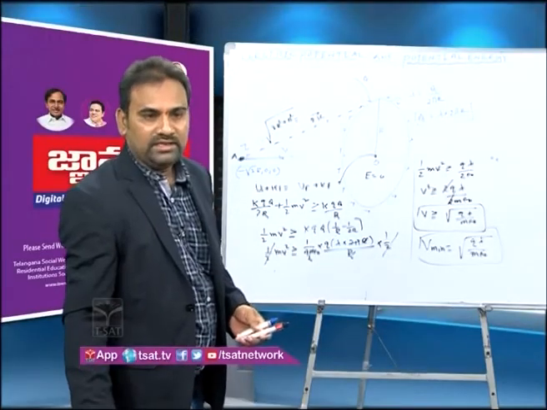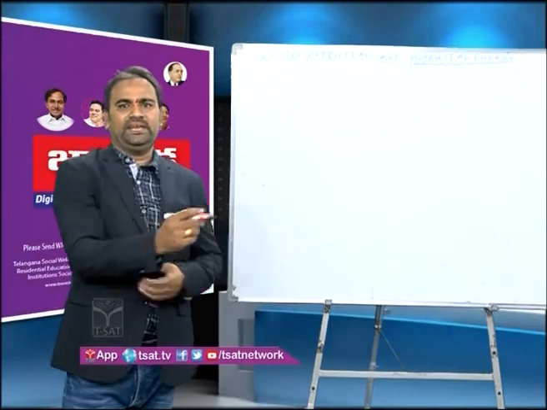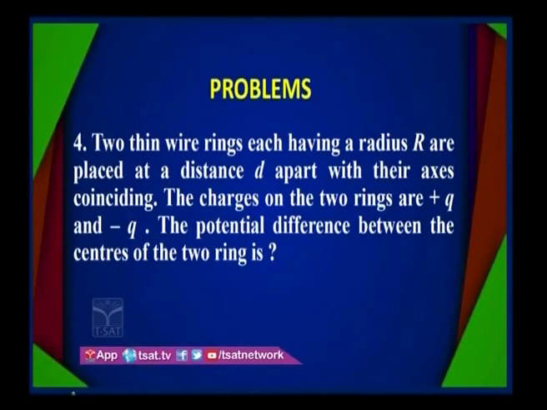Next application is: two thin rings each having the radius r are placed at a distance d apart, their axes coinciding. The charges on the two rings are plus q and minus q. The potential difference between the centers of the two rings is equal to how much? So, what was given? Two rings each having the radius r are placed at a distance d apart with their axes coinciding. The charges on the two rings are plus q and minus q. The potential difference between the centers of those two rings is equal to how much?